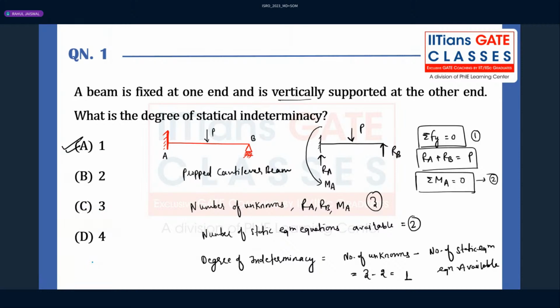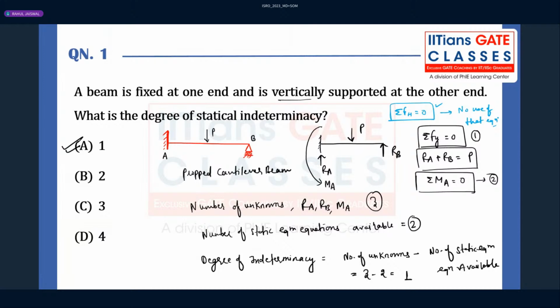Because we have another static equilibrium equation, that is summation of forces in the horizontal direction equal to 0. But there is no use of this equation, because there is no horizontal external load. Then why would we use it? Even if you use it, it will be irrelevant for us. That is a redundancy of using these equations.